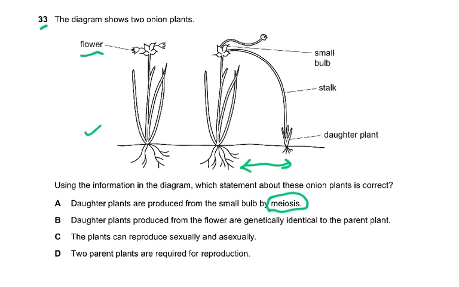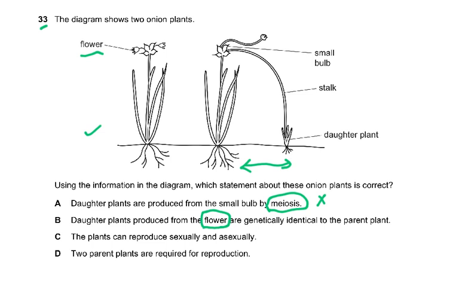Now can we see meiosis? We can't see any meiosis here. Meiosis only takes place in the anthers and in the ovule. Then, daughter plants are produced from the flower and are genetically identical to the flower. Now flower of course is going to result in seeds, and seeds are not genetically identical.